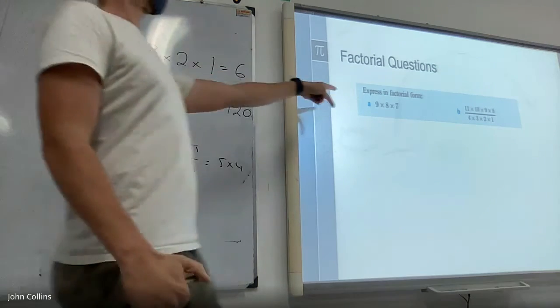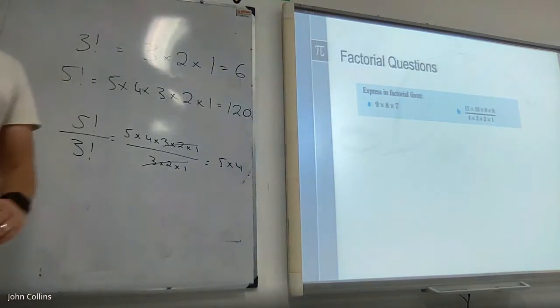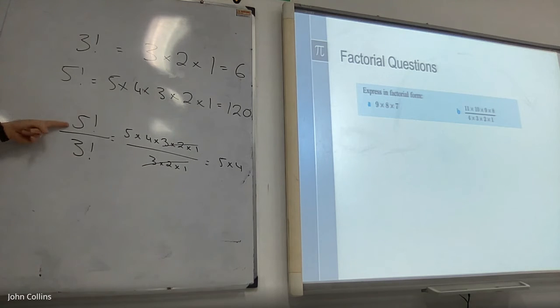So now let's look at this. Express that in factorials and use division. What must go on top of the fraction? In this case, it was 5 factorial, because I want to start with 5 going all the way down.